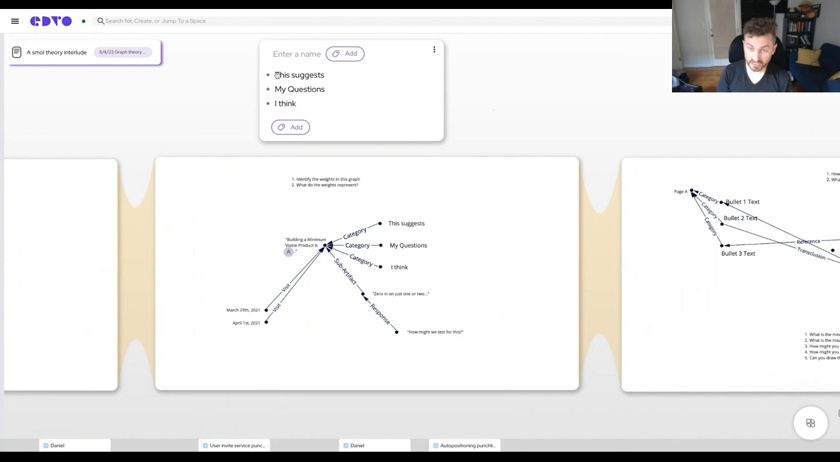This suggests is one vertex with a discrete identity. My questions is a different vertex. This is not just a big blob of markdown somewhere. Each of these things are vertices in the graph, and there's an edge. Let's say I forget what. Oh, I think we had called it building minimum. I'll just reproduce that.